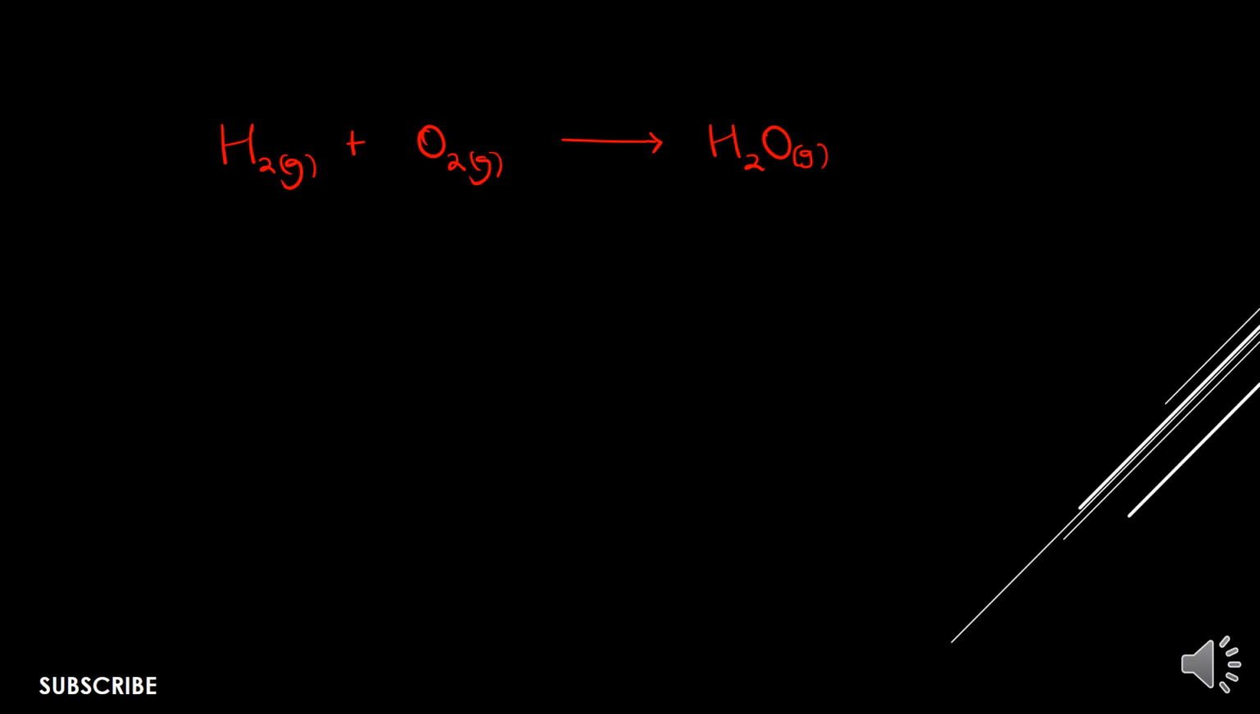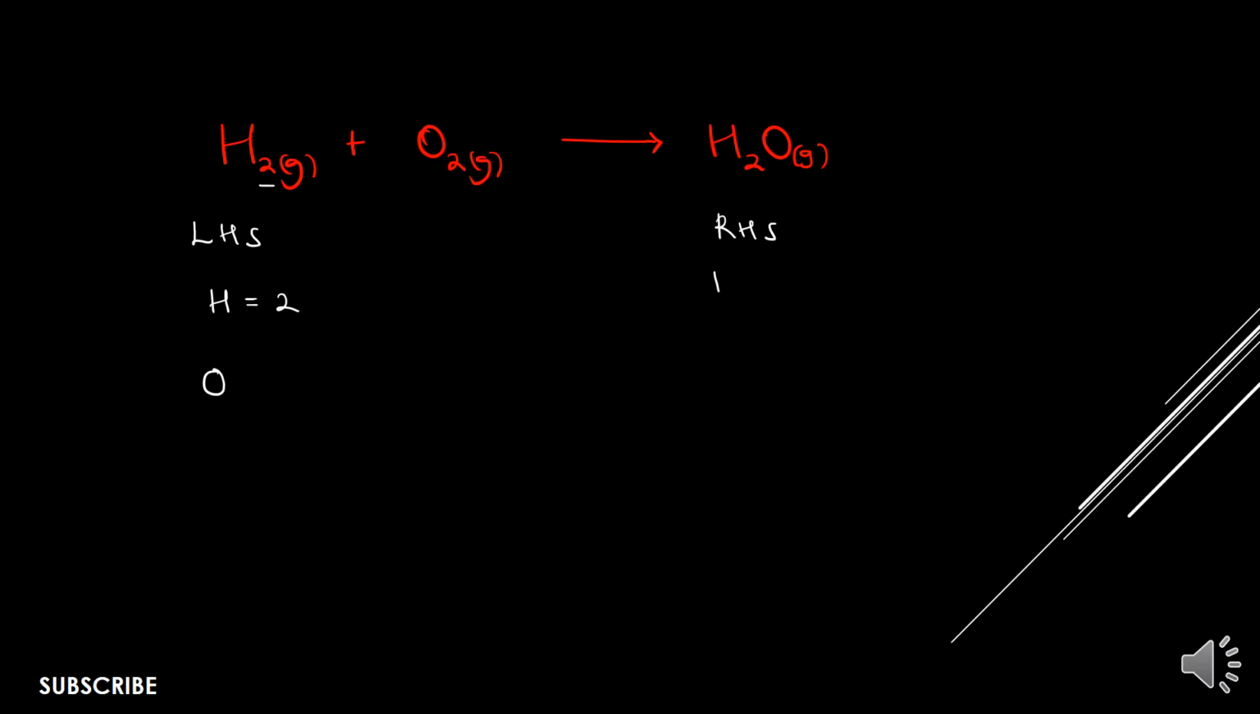Let's now look at another equation. In this equation, we have hydrogen reacting with oxygen to form water. So we shall have our left hand side and our right hand side. On our left hand side, we have hydrogen atoms and oxygen atoms. So we have 2 atoms of hydrogen.